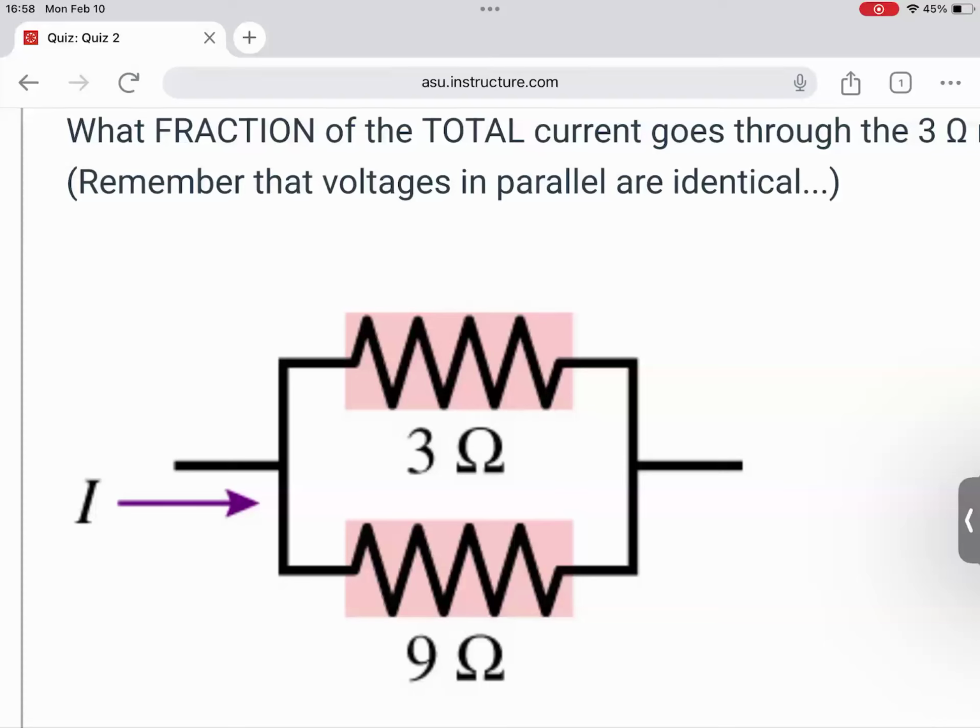4 amps. Okay, so again, I'm reasoning about this based on a made-up number. I'm pretending that I know the voltage which is driving this current. If you pretend that there's a 9-volt battery driving this current, this is pulling 1 amp, this is pulling 3 amps. Total current in is 4 amps, and then I can answer. What fraction goes through the 3 ohm resistor? I said this is 3 amps, this is 4 amps, 3/4. 0.75, done.